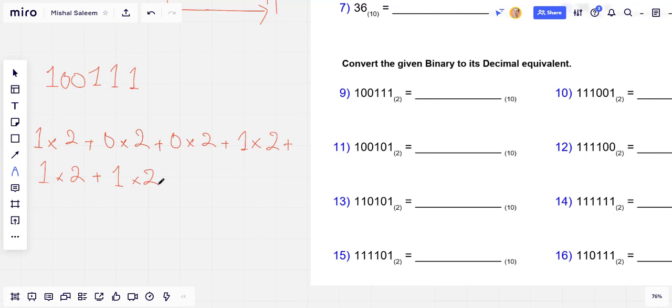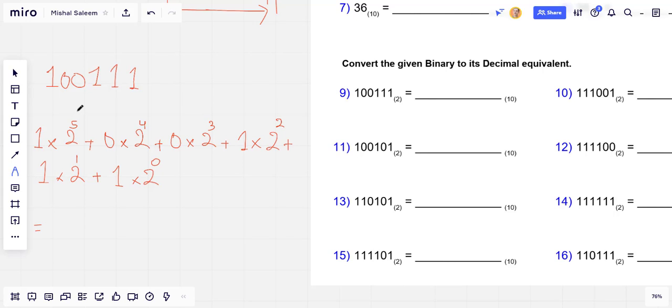Now you need to give each and every 2 a power, starting from the right and then going to the left. So the last 2, starting from the right, always starts with the power 0, then power 1, 2, 3, 4, then 5. We are almost done. Now we just need to simplify this and then that's it. We'll get our number. So 2 to the power 5 is 32.